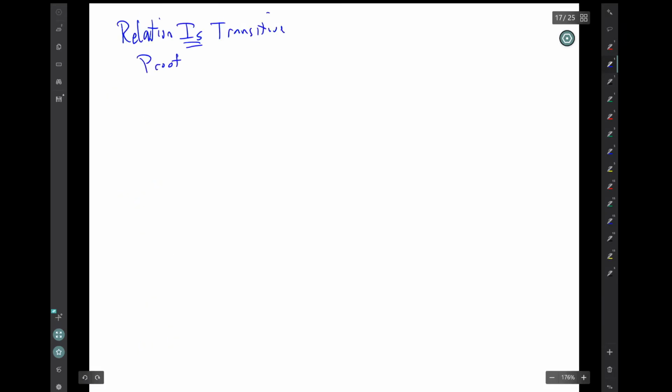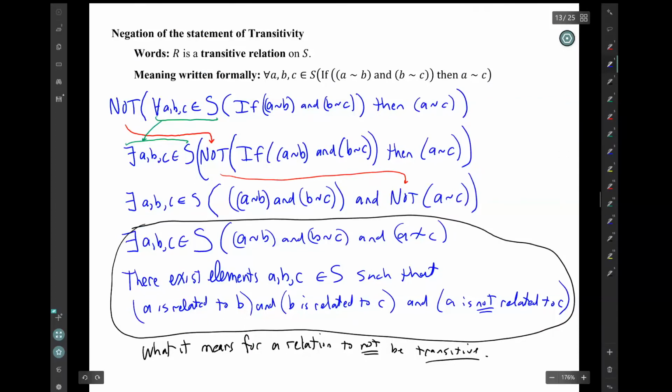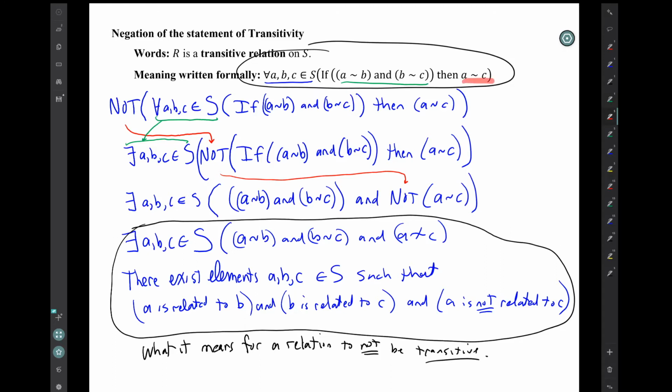Now I want to do the proof because, again, I want to make it clear how you justify these things, how you prove these statements. Let's go back up and look at the statement of transitivity. Here's the statement of transitivity. This big universal conditional statement has a quantifier for all A, B, C in set S. Then it has a hypothesis: if A is related to B and B is related to C, then A is related to C. So we prove this using a direct proof.